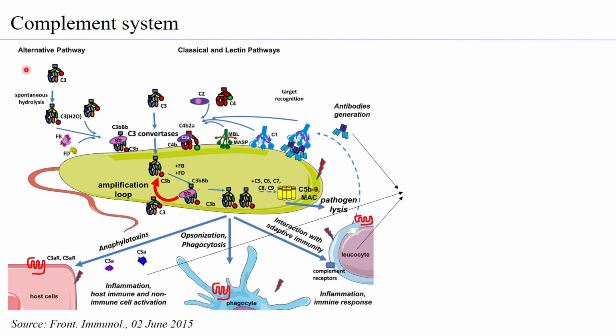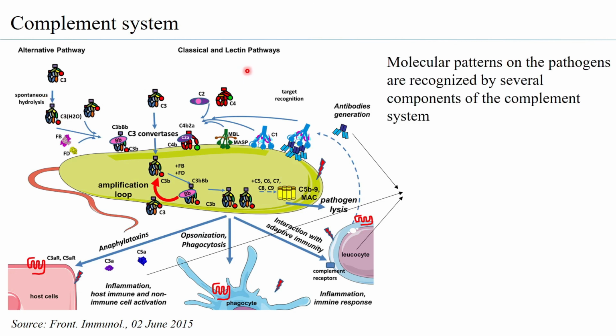Now, the alternate pathway, the classical pathway, and the lectin pathway are able to recognize molecular patterns on the pathogens, and it is not just one complement, but several complements that are able to do so. For example, C3 is definitely able to bind to molecular patterns on the pathogens.